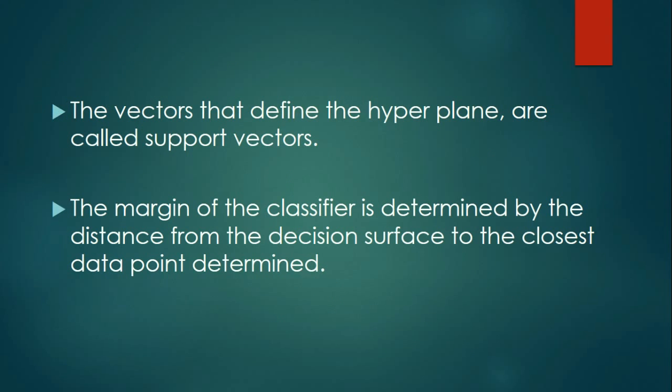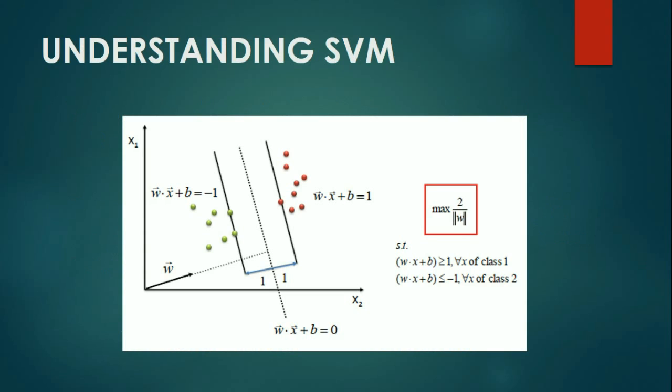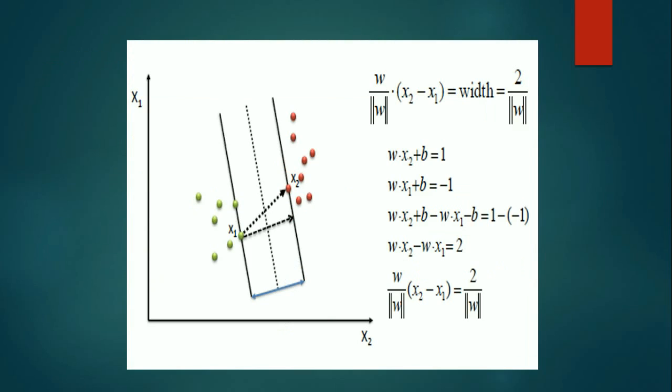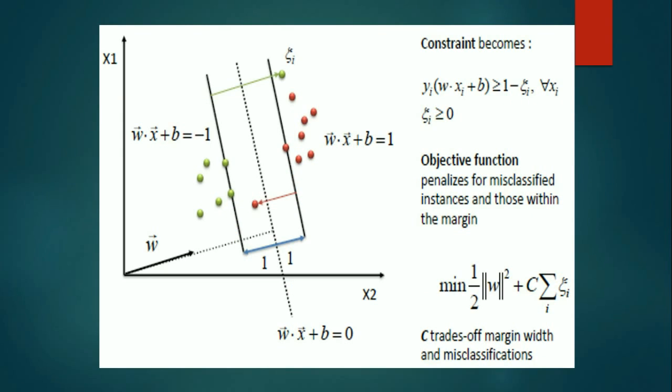The vectors that define the hyperplane are called support vectors. The margin of the classifier is determined by the distance from the decision surface to the closest data point. As you can see, we try to optimize the marginal distance between the two classes as shown here, between -1 and 1. So these are the formulas, how we derive the same. The objective function penalizes for misclassified instances and those within the margin.